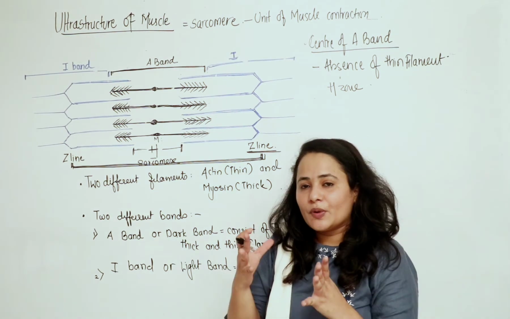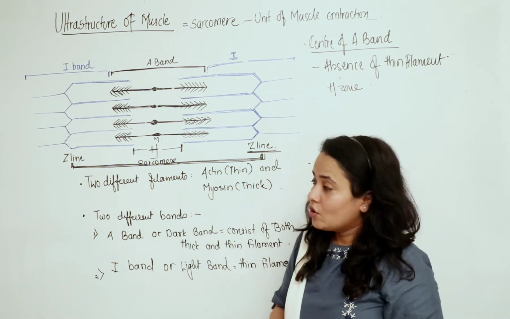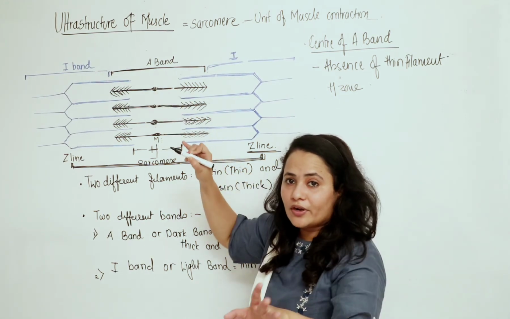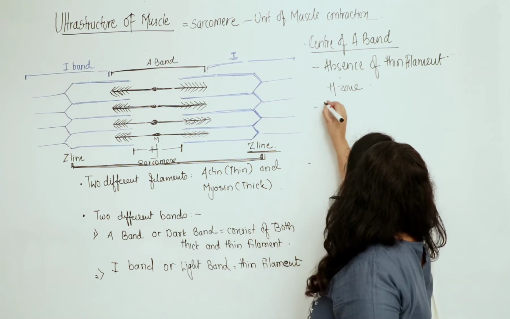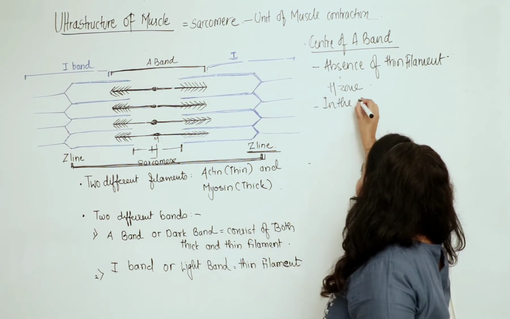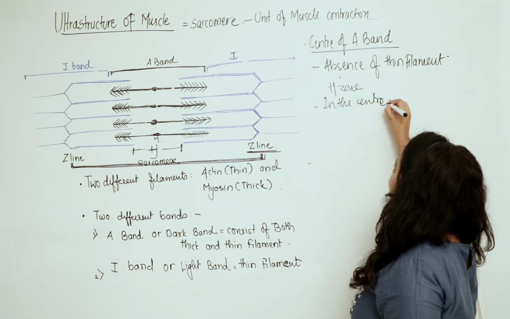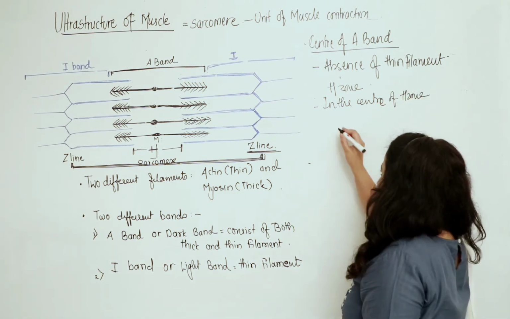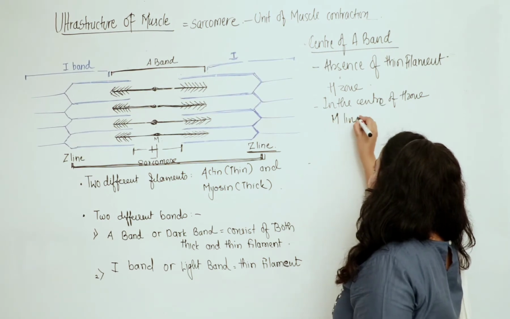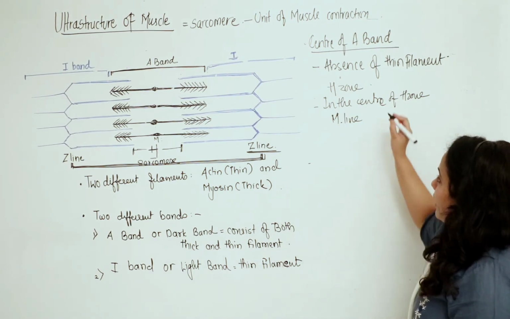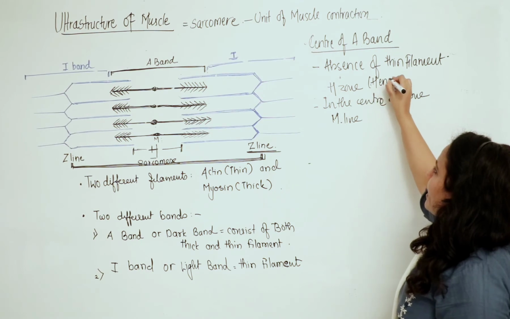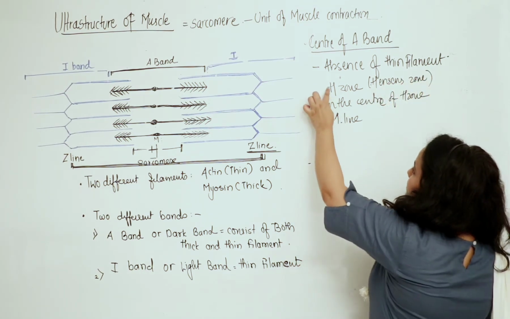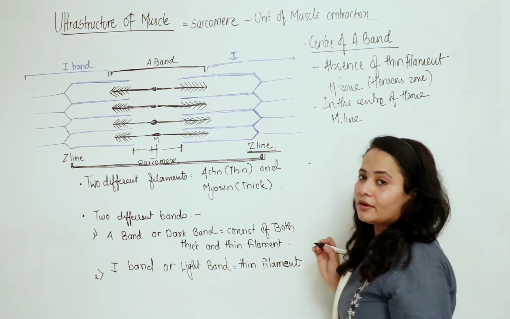And what is present in the center of H zone? तो H zone के center में you can see this dots like structure. This is what you call it as M line. So in the center of H zone there is M line. H का full form है Hansen's zone और हेंसन जोन के सेंटर में है M line.